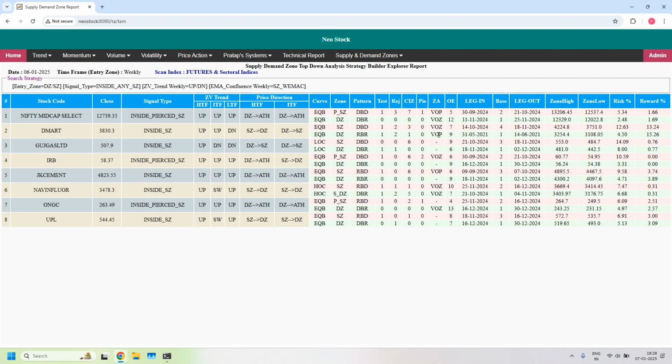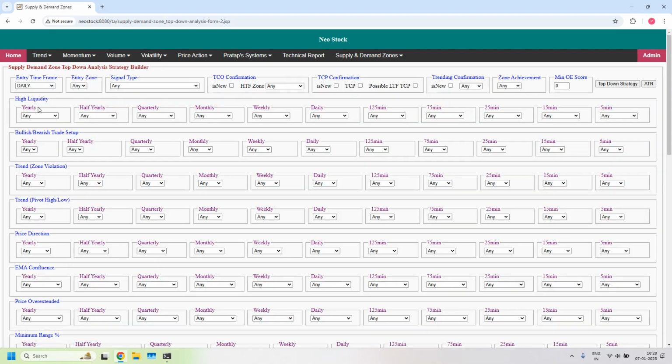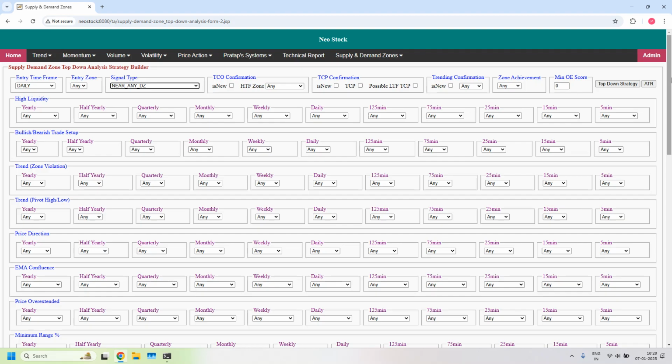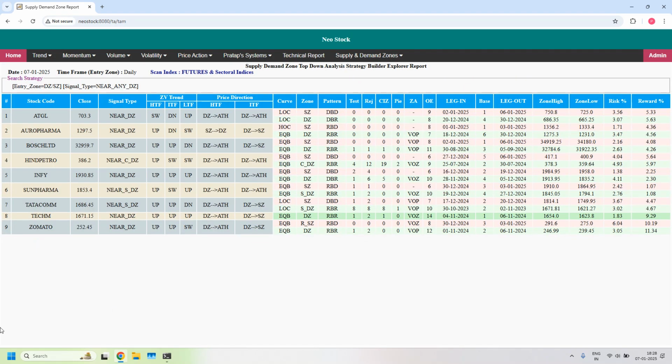Okay, next time frame is daily. Entry time frame daily. Let us find the stocks near daily demand zone. 9 stocks are filtered. Let us identify high liquidity daily demand zones. Hindustan Petroleum is pierced, so we can't use it for HLQ zone strategy.